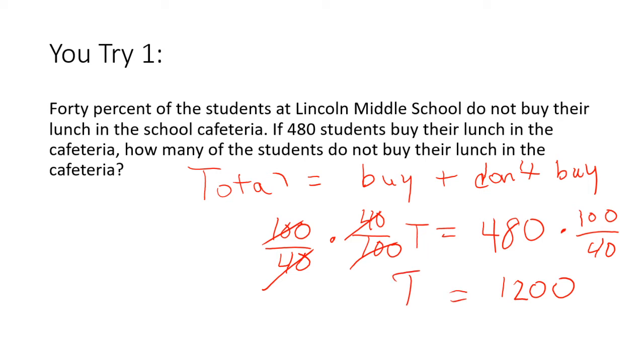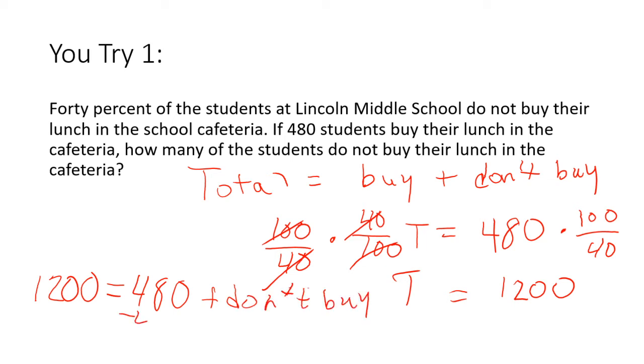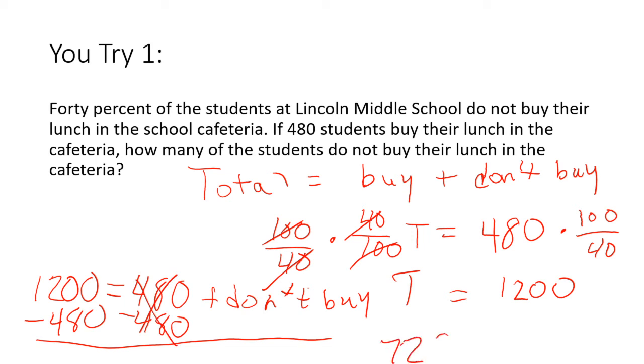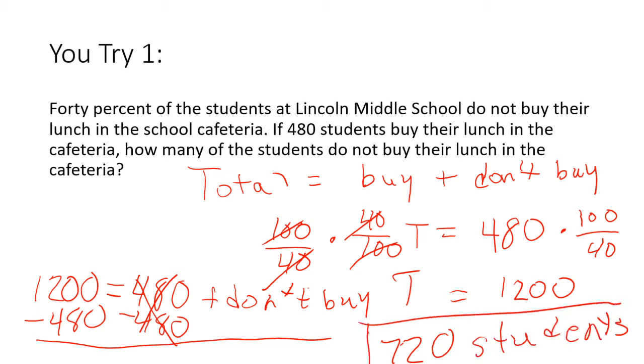So now I know the total number of students, but that doesn't tell me how many don't buy. So first thing I need to do is use my original equation, 1200 is equal to the 480 students that buy plus those that don't buy, which means I need to subtract both sides by 480. 1200 minus 480 is 720. So 720 students don't buy. That's our answer.